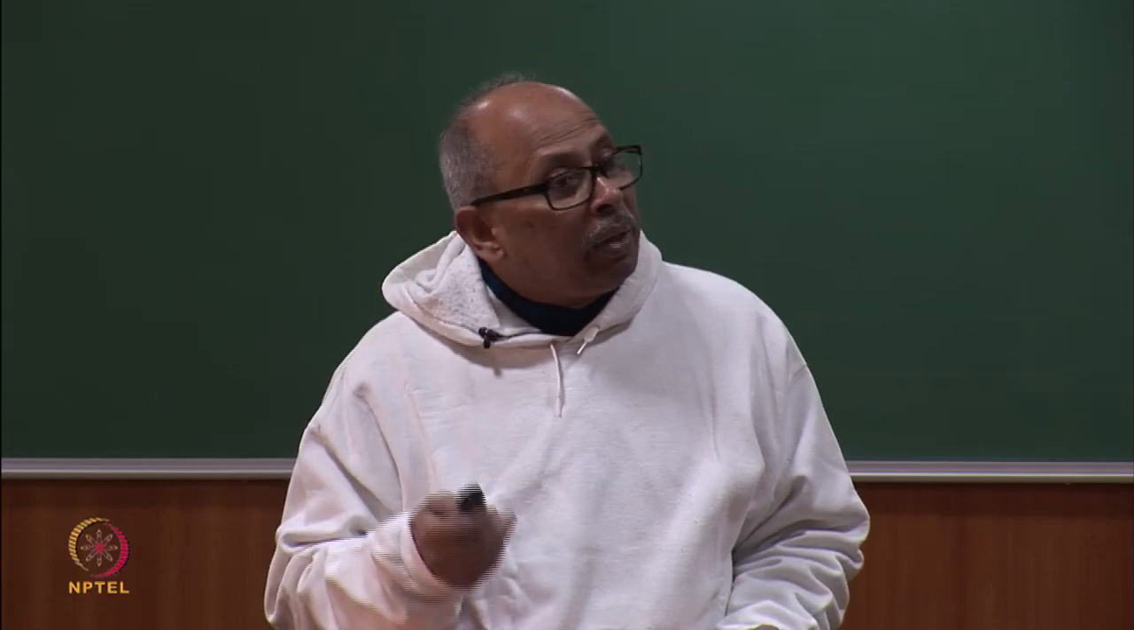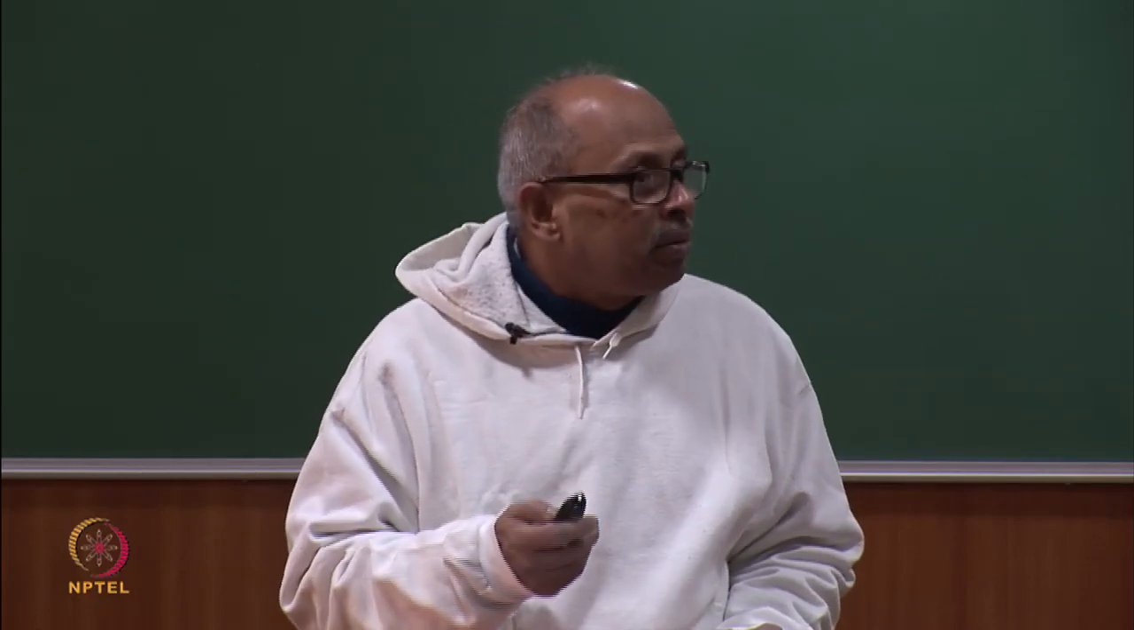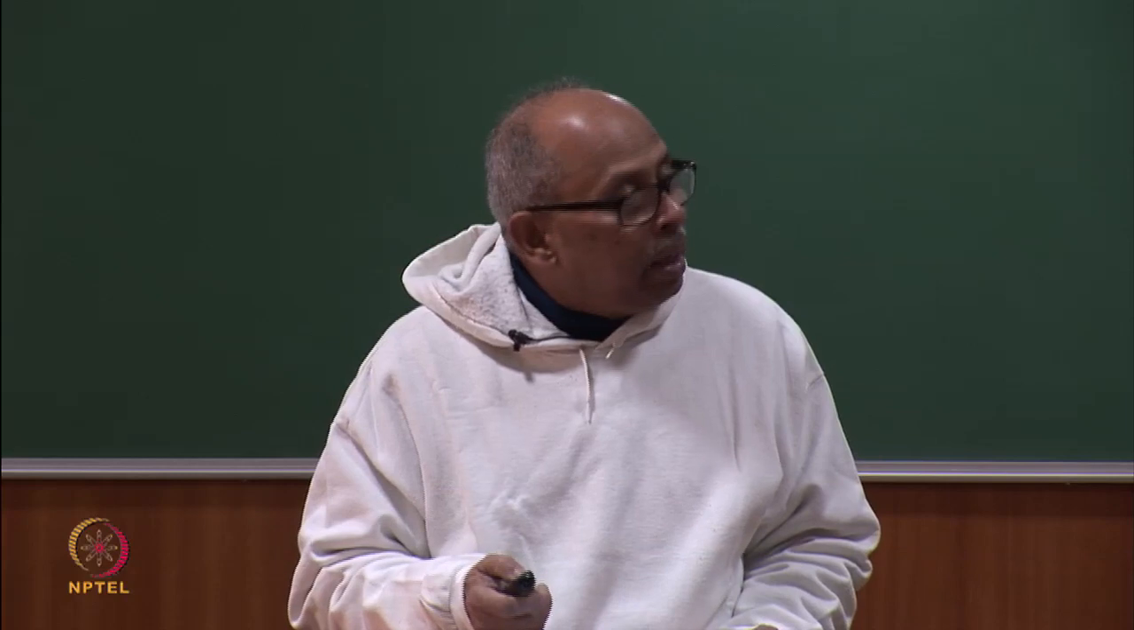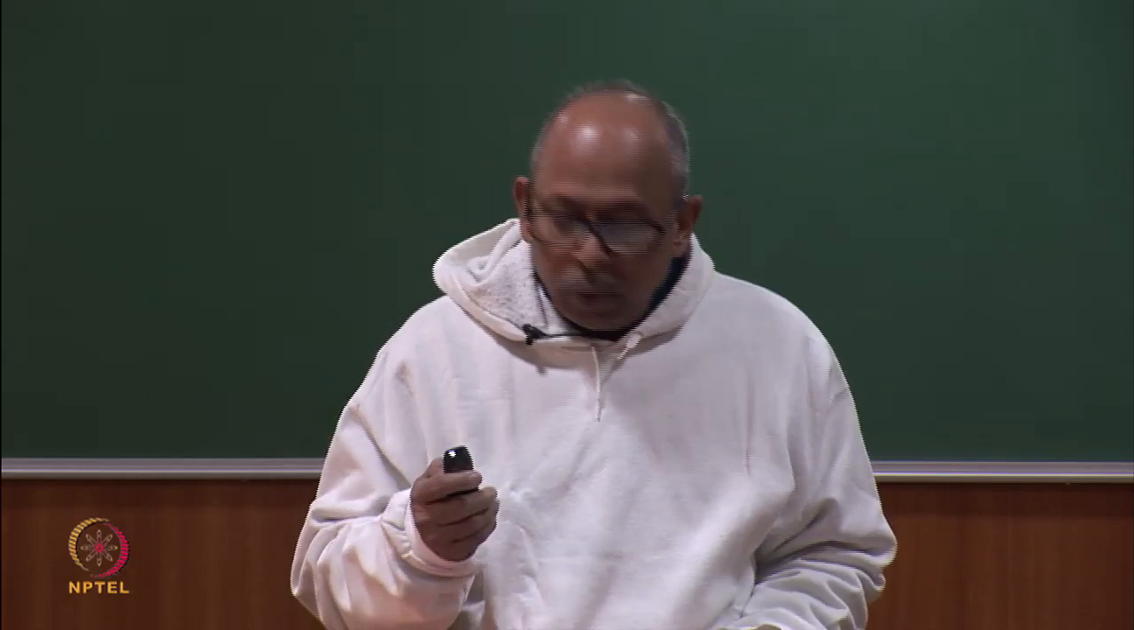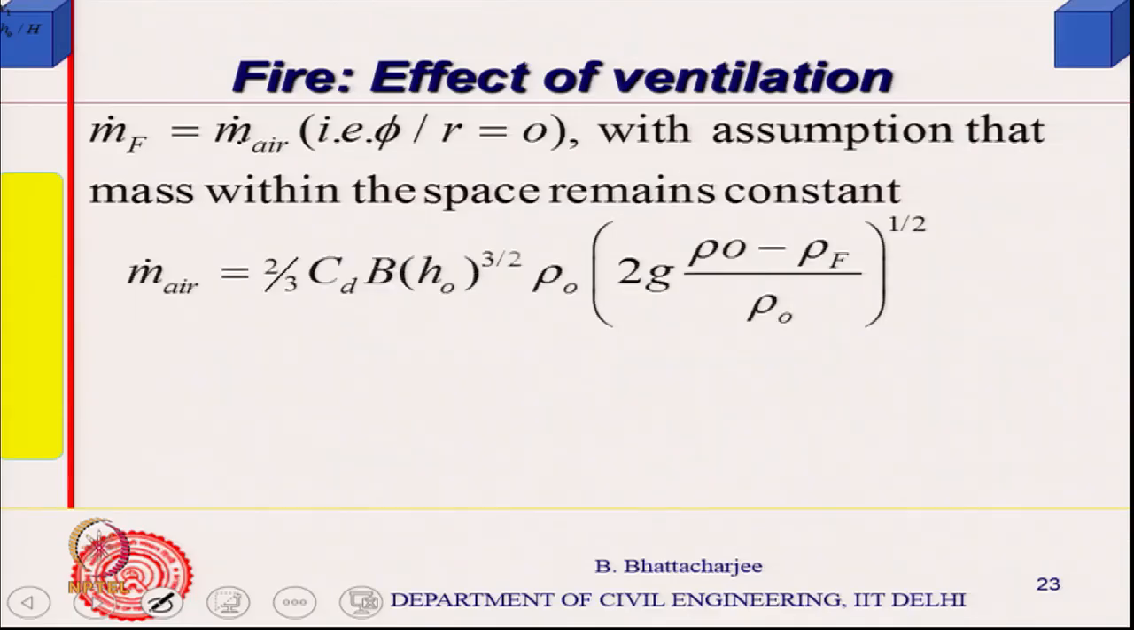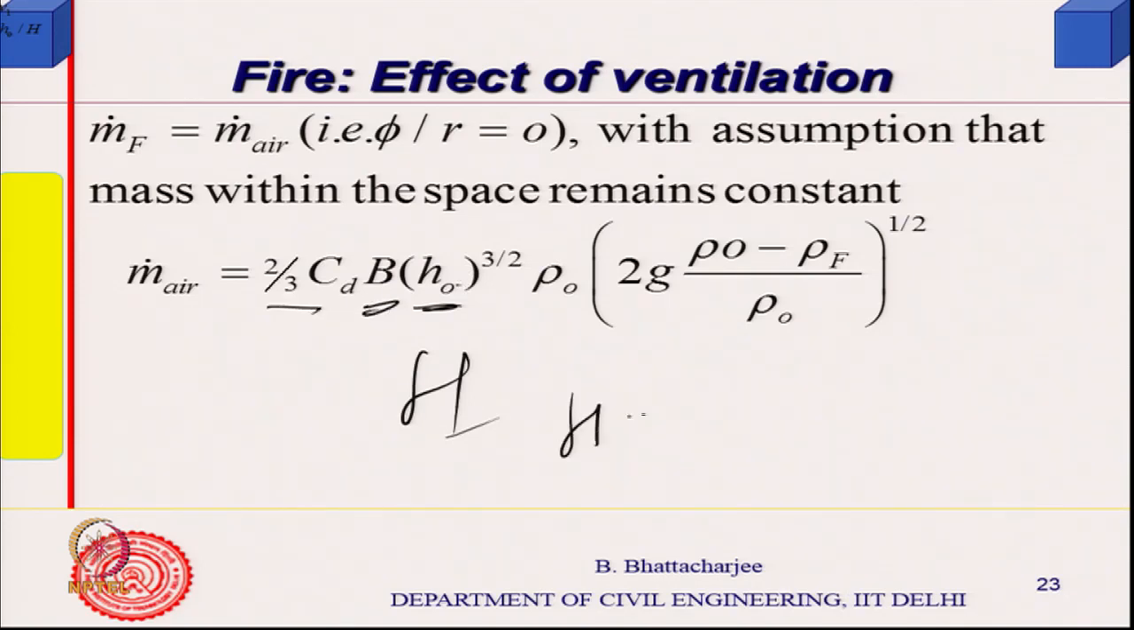In other words, you can write everything in terms of H. You can write H0 in terms of H. So, for the mass flow rate, supposing I write it in terms of capital H, because I know H0 by H is about 0.3, 0.4, some fraction. Then CD B into H to the power 3 by 2 will come out, this part.